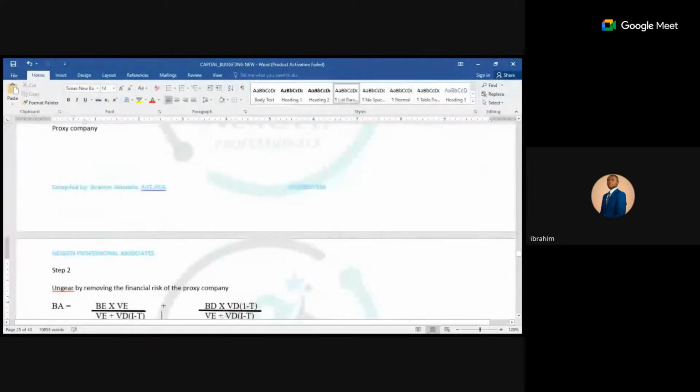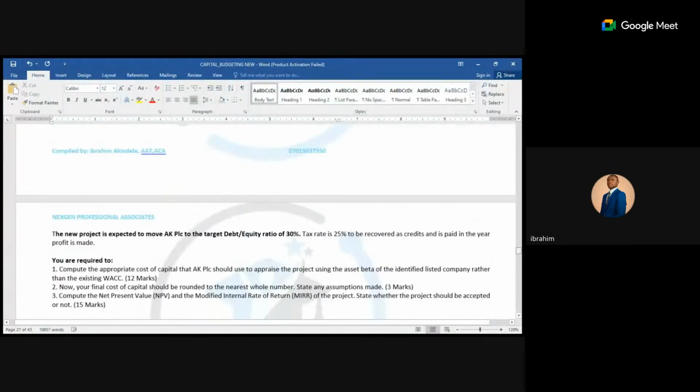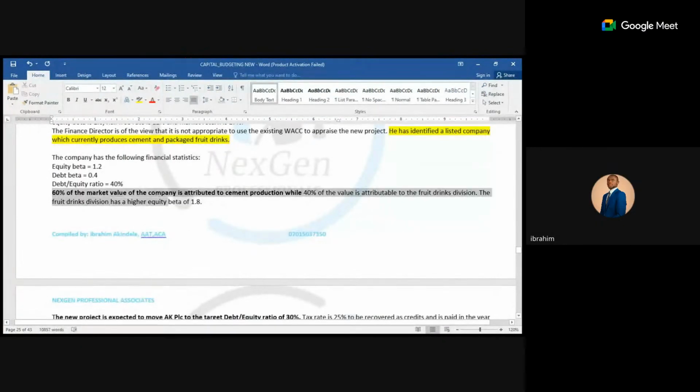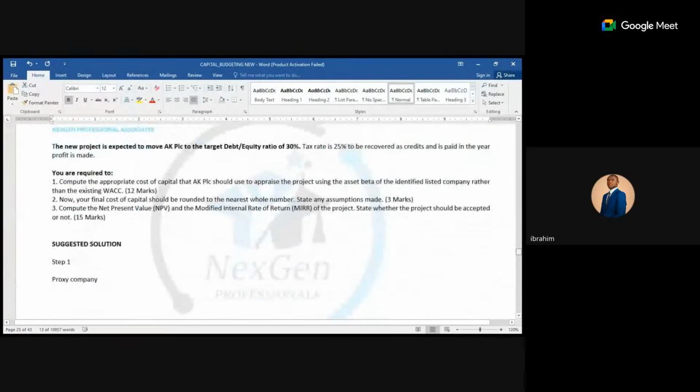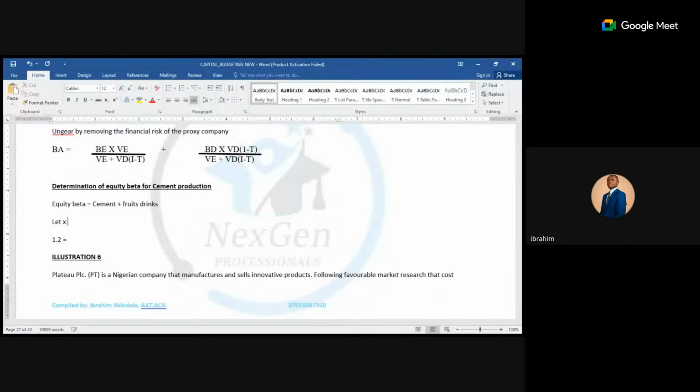So we can say, since equity beta is 1.2 equals to, right? 60% will be for what? Cement production, right? 60%. Don't forget that what we are looking for is cement. Is that not so? So I can come here and say, let's S represent cement production, right?